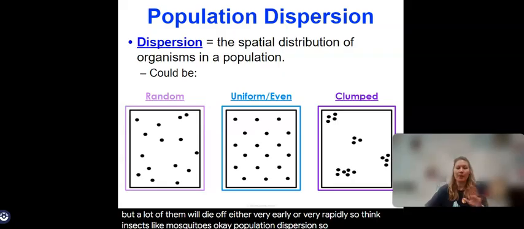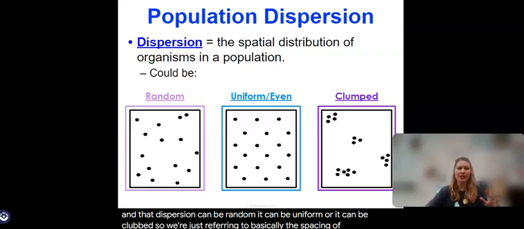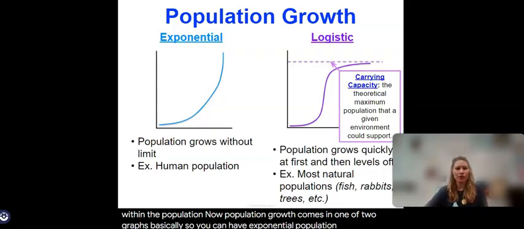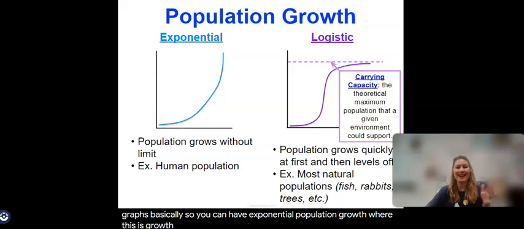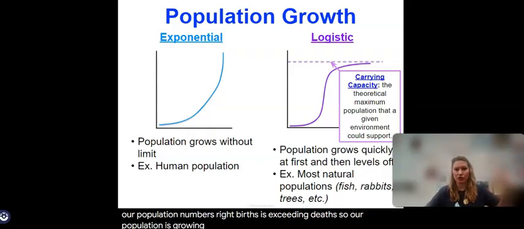Population dispersion, so when we talk about population density, the dispersion is the distribution of the organisms. And that dispersion can be random, it can be uniform, or it can be clumped. So we're just referring to basically the spacing of the individuals within the population. Now, population growth comes in one of two graphs, basically. So you can have exponential population growth, where this is growth without limit. Okay, so think humans. We are still adding to our population numbers, right? Births are exceeding deaths. So our population is growing exponentially.